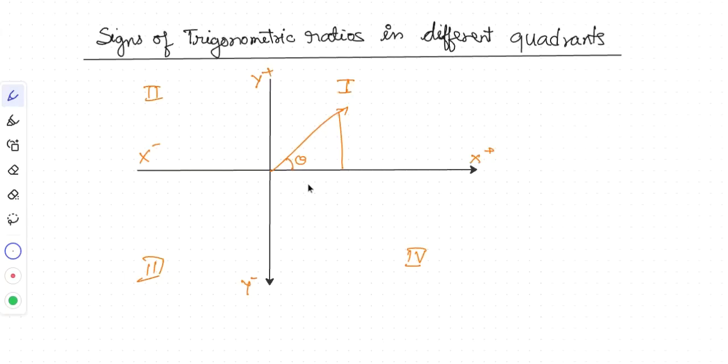In this case, we know that this is the base, this one is perpendicular, and this is hypotenuse. And we know all of them are positive because the base is on the positive side of x-axis, the perpendicular is on the positive side of y-axis, and hypotenuse will always remain positive. We also know the formulas to find the different trigonometric ratios.